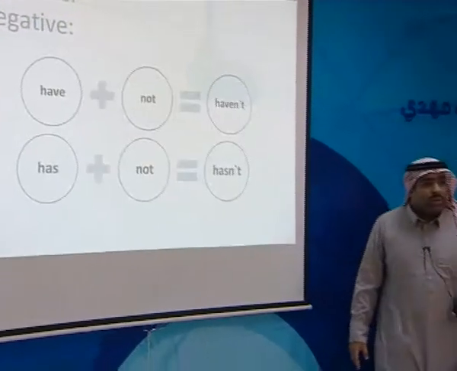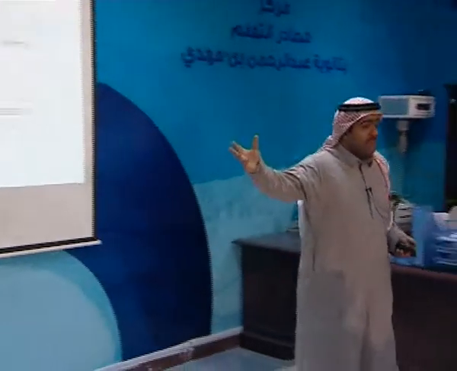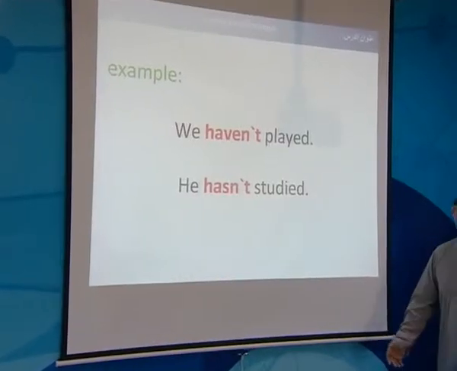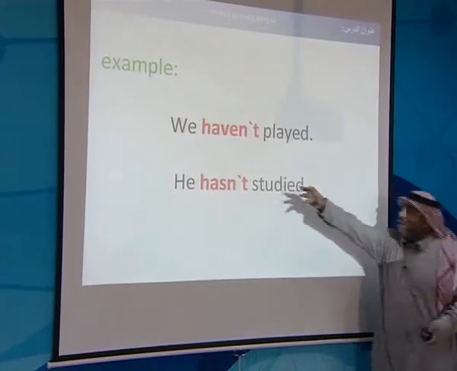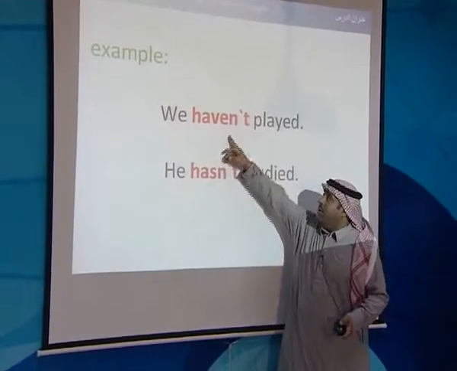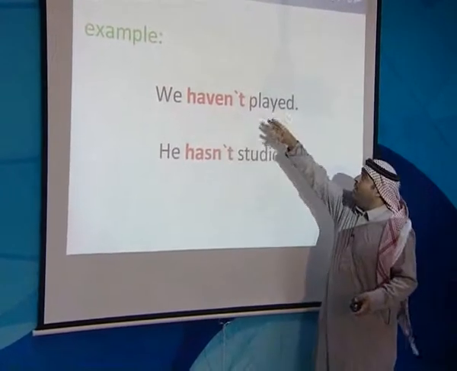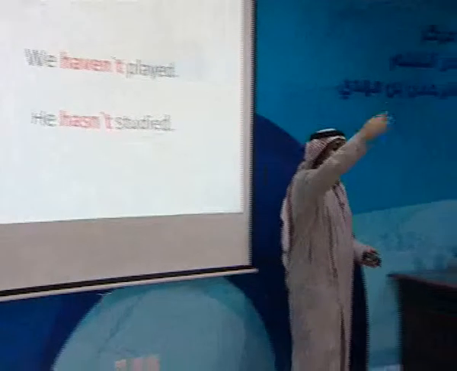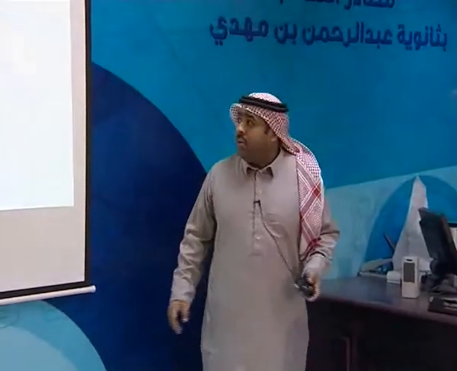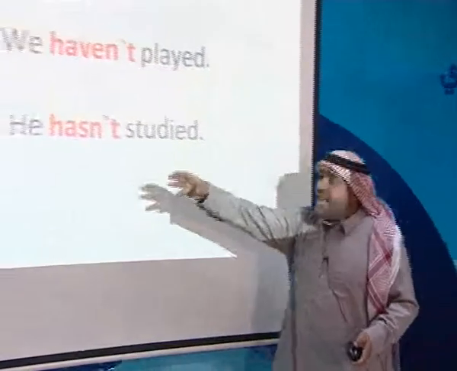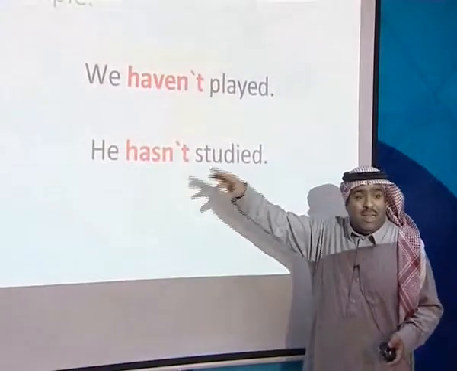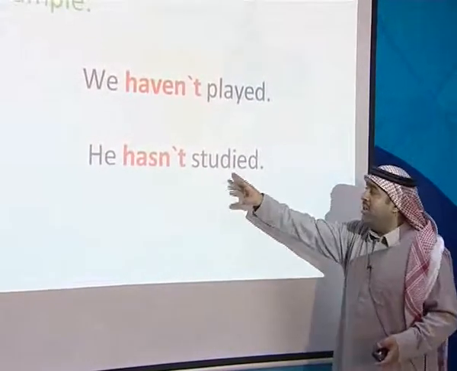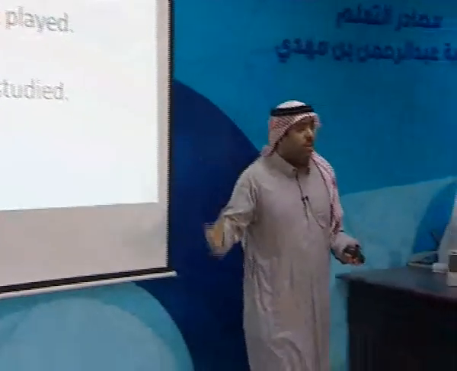Example. Who can read? Yes? We have not played. We, then have, because of we, and this is the negative form, not, played, the past participle. Another example? Yes? He hasn't studied. Good. He has, then we add not for the negative form, studied the past participle. Any question? Is it clear? Yes. Good.